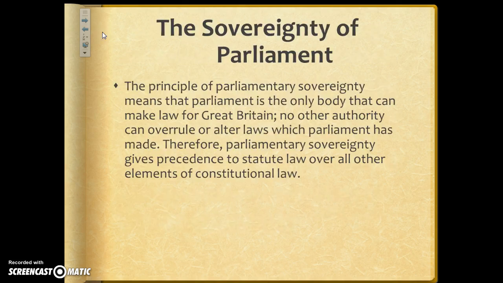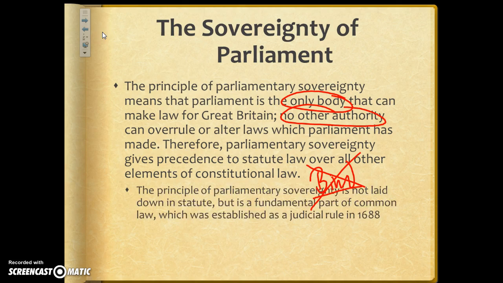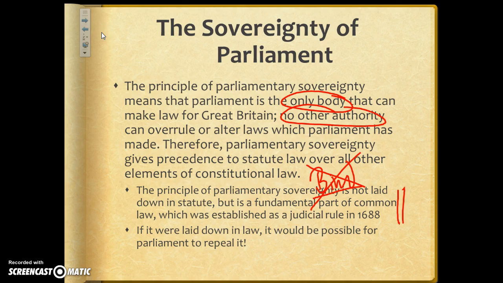The principle that we're looking at here is that Parliament can make law. It is the only body that can make law. No other entity can mess with law, and Parliament cannot bind a future Parliament. No Parliament can make a law that a future Parliament cannot change. It's not laid down in law, because if it were, it would be possible to repeal it. Let's go back to those questions.